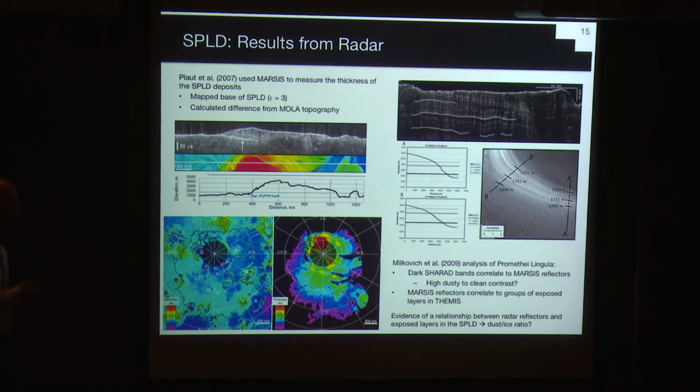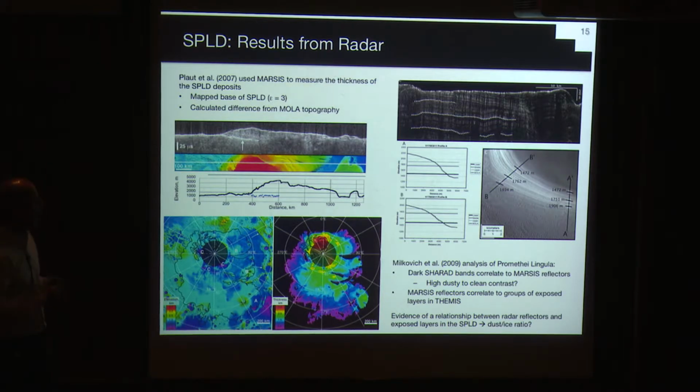Milkovich et al. in 2009 did a very in-depth analysis of the area in Prometheus Lingula here, where you can see the layers in Charade. And Shane showed the same image to showcase the fact that you can see the reflectors. But what's interesting about what they did here is that they could see these packets of 8 to 10 reflectors that were bounded by these zones of lower reflections. And in the MARSIS data, they actually saw three subsurface reflectors that they were able to map to these darker layers in Charade. So that means that there's a high contrast in permittivity that's causing these reflectors in both data sets.